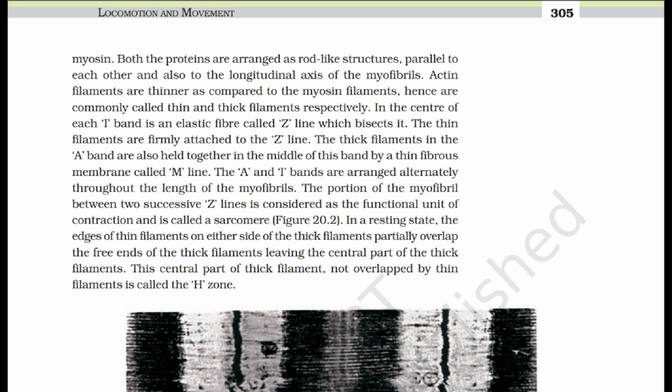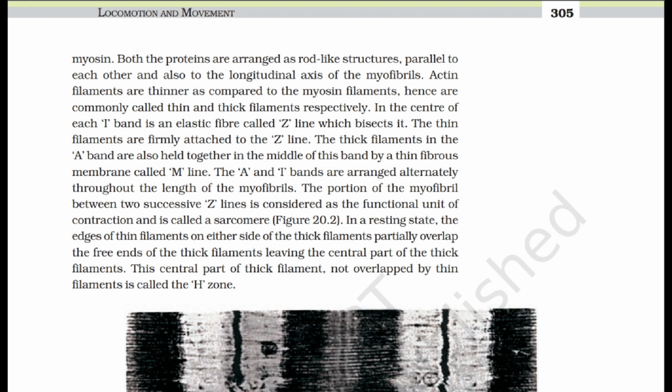band contains myosin. Both the proteins are arranged as rod-like structures, parallel to each other, and also to the longitudinal axis of the myofibrils. Actin filaments are thinner as compared to the myosin filaments, hence are commonly called thin and thick filaments respectively. In the center of each I-band is an elastic fiber called Z-line which bisects it. The thin filaments are firmly attached to the Z-line.